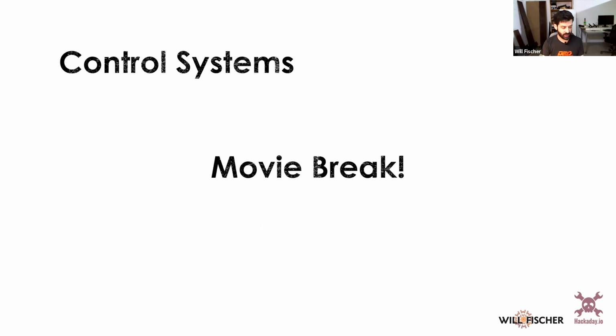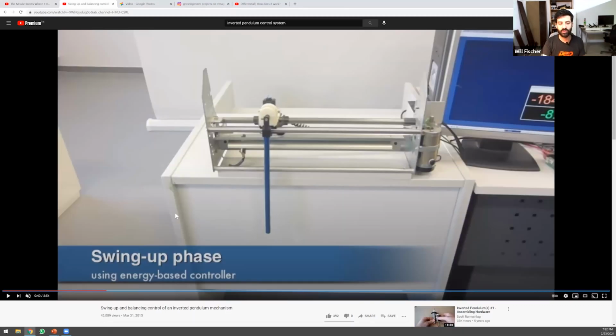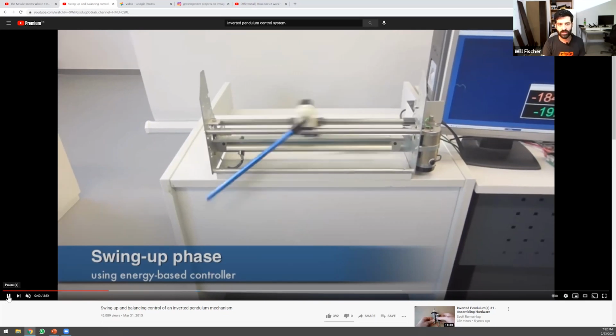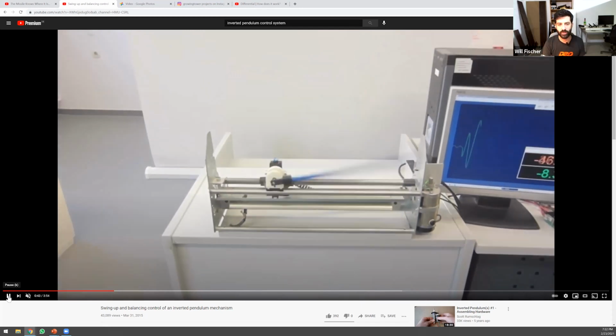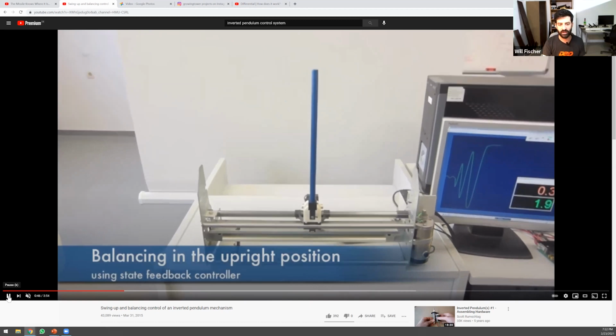Cool, let's take a look at some control systems here. We'll move along here. This is a control system that has one of the classic things called an inverted pendulum. So we're gonna watch it here. As it moves, it's going to try and swing the pendulum up to the upright position just by moving back and forth. This is really hard to do as a human. Look at that. So nice.